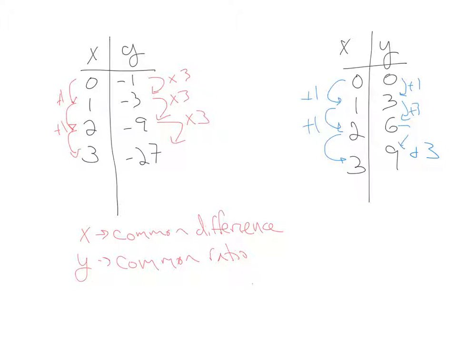Because we have a common difference on both, we know that this is a linear function, and we know that its slope is y over x, so its slope is 3. So the common difference and the common ratio result in an exponential function. This is an exponential function of some sort. If we have common difference on both, this is a linear function of some sort.